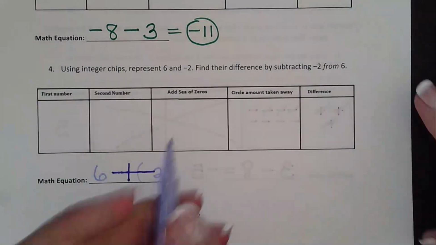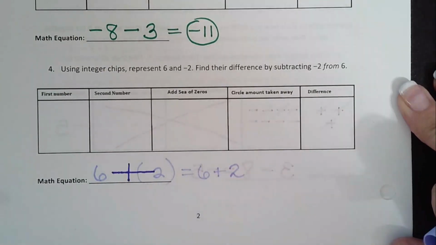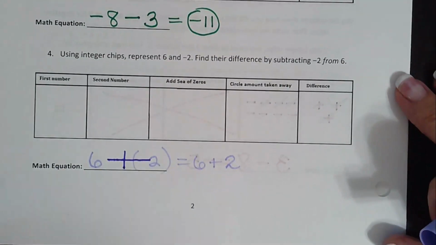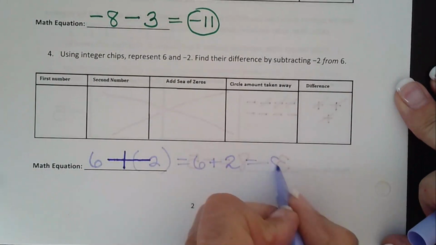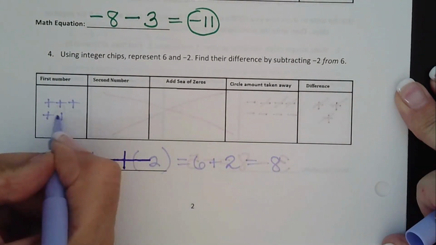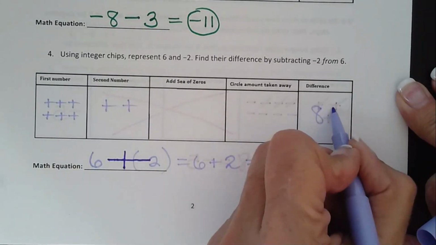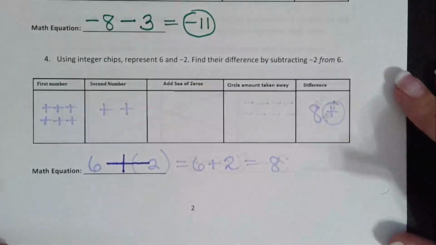So this is just a simple little problem that doesn't even need chips. It's just 6 plus 2, which is 8. And we can see that it'd be 6 positive chips and 2 positive chips, which comes out to be 8 positive chips, because nothing cancels.